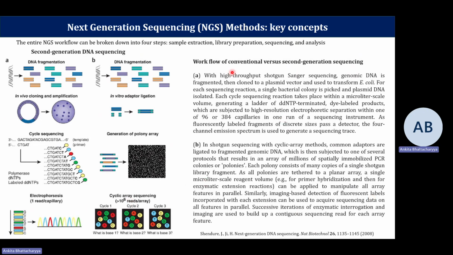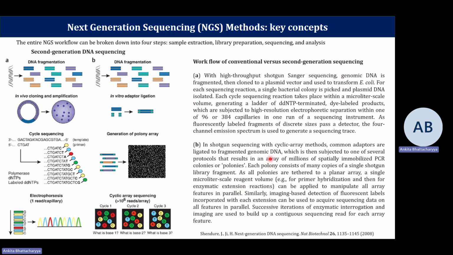So, with high throughput shotgun Sanger sequencing, genomic DNA is fragmented, then cloned to a plasmid vector and used to transform E. coli. For each sequencing reaction, a single bacterial colony is picked and plasmid DNA gets isolated. Then, a cyclic reaction takes place within a microliter scale volume, generating a ladder of ddNTP terminated dye-labeled products, which are then subjected to high resolution electrophoretic separation within one of 96 or 384 capillaries in one run of a sequencing instrument. Now, when these fragments pass a detector, there is an emission spectrum which generates a sequencing trace.